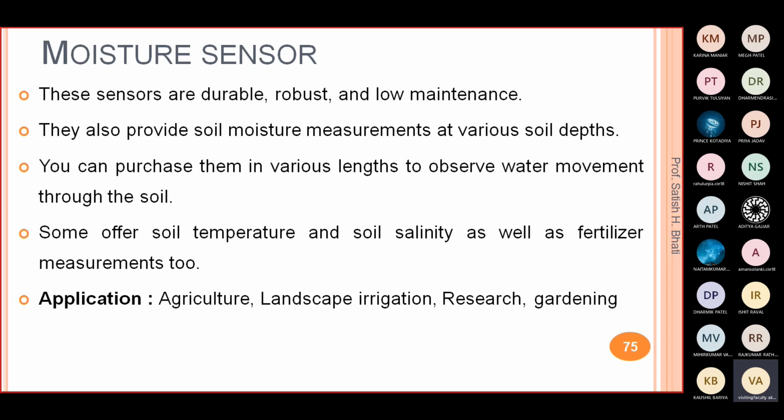Soil moisture sensors are mainly used in agriculture applications. You can also use them in irrigation or gardening. Also, if you want to do some research related to soil, then you can use them.